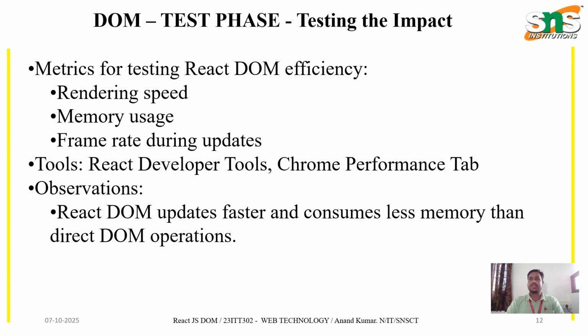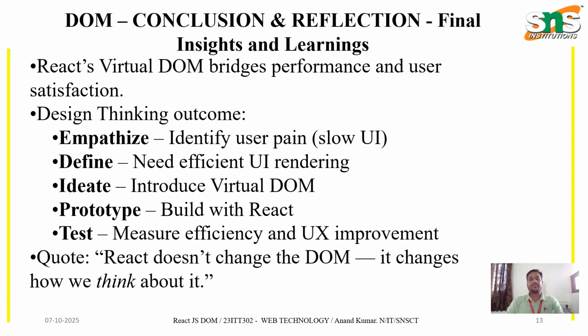Coming to the test phase, that is the impact of testing. The metrics for testing React DOM efficiency are rendering speed, memory usage, and frame rate during updates and transitions. The tools we used are React Developer Tools and the Chrome Performance tab for metrics. The observation we got is that React DOM updates faster and consumes less memory than direct DOM operations. Coming to the conclusion and reflection part, the final insights and learnings are as follows.